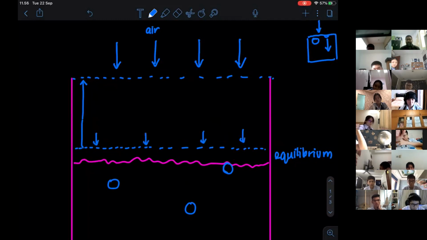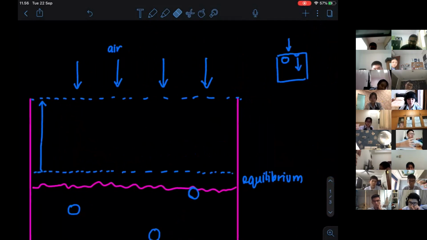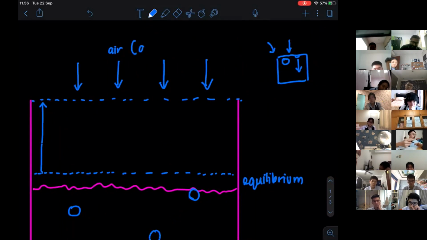I'm drawing way up so that you can see. So what happens over here is the pressure exerted by the air will keep the water molecules in the beaker. They will keep it in the beaker. So it will replicate something similar to this. This is called atmospheric pressure.